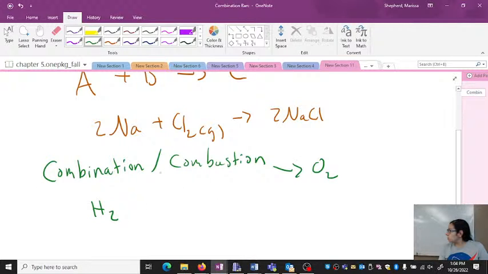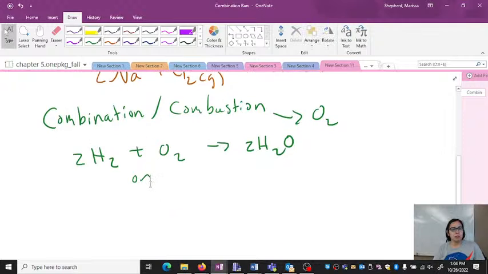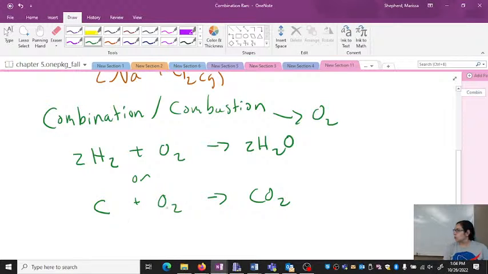And it could be as simple as our balloon demo that we did. The mixed balloon, remember it had that big explosive reaction. So H2 plus O2 gave us water. That would be a combination reaction. Of course, balance it, so 2 and 2. Or even simply burn some carbon plus some oxygen to give you CO2. So this would also be a combination combustion reaction, and this one forms carbon dioxide.